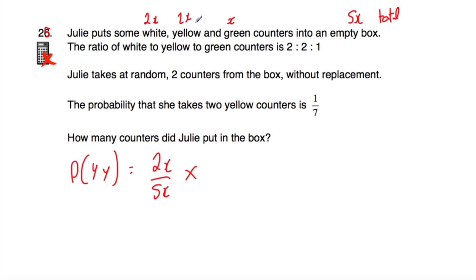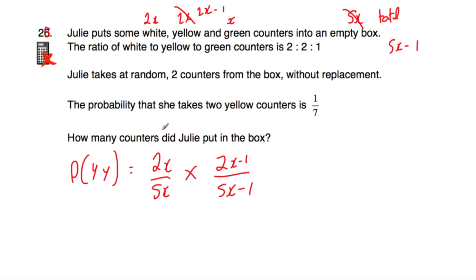Now if one of the yellow counters is taken out of the box, there won't be 2x yellow counters anymore. It'll be 2x minus 1, because there's 1 less. And the total wouldn't be 5x anymore. It'd be 5x minus 1, because it's gone down by 1. So in terms of the second counter being yellow, that would be 2x minus 1, because that's how many yellow counters there are, out of the total, which is 5x minus 1. So that's fantastic.